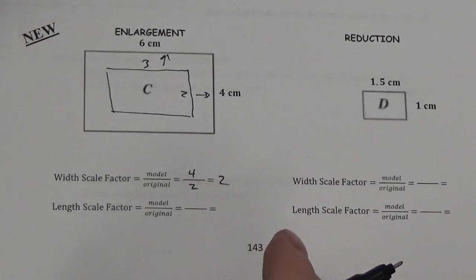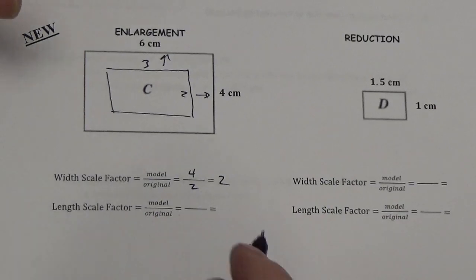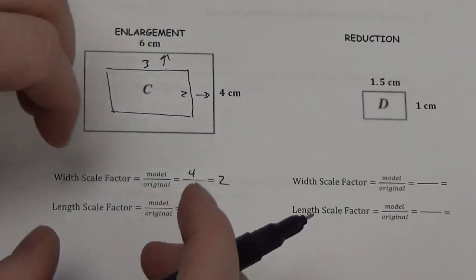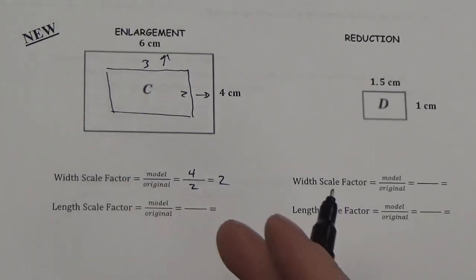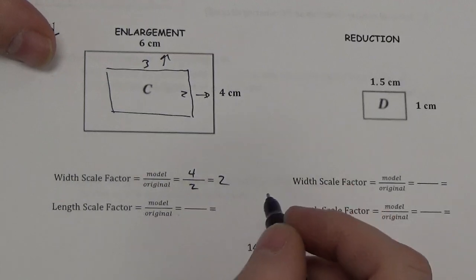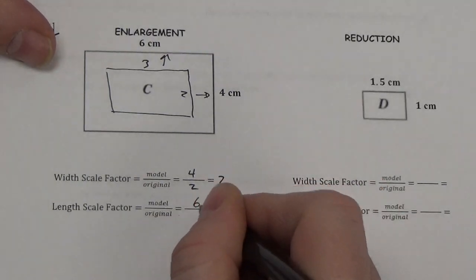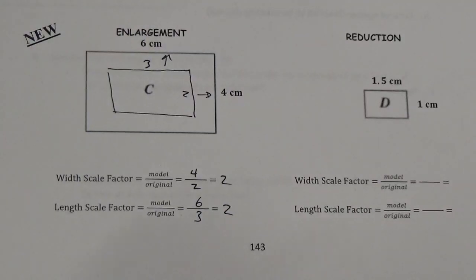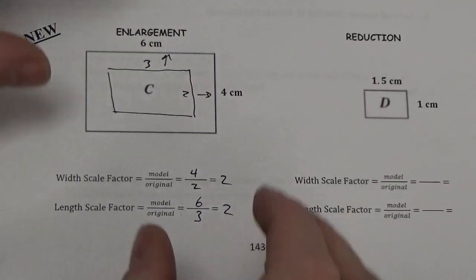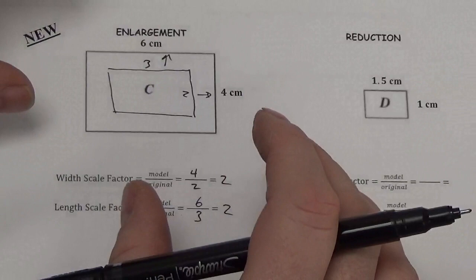Now, sometimes you want to check everything here, because not all the time does everything get enlarged by the same amount in all directions. Sometimes we stretch it out a little bit. So let's take a look at the length here. The new one is 6, the original one was 3. So in both directions it's 2. It's been multiplied by a factor of 2. So we haven't even changed the shape here.